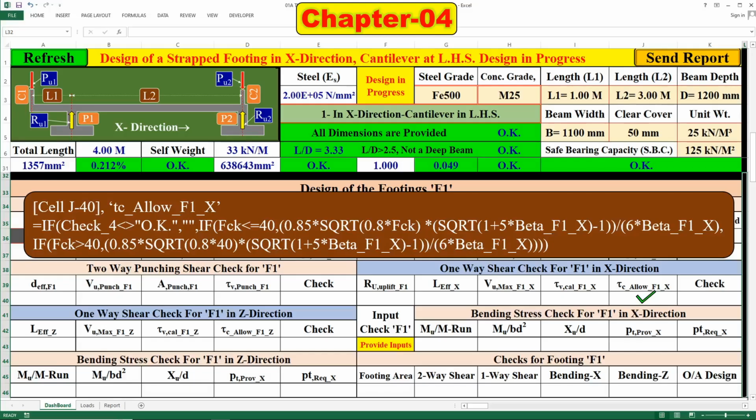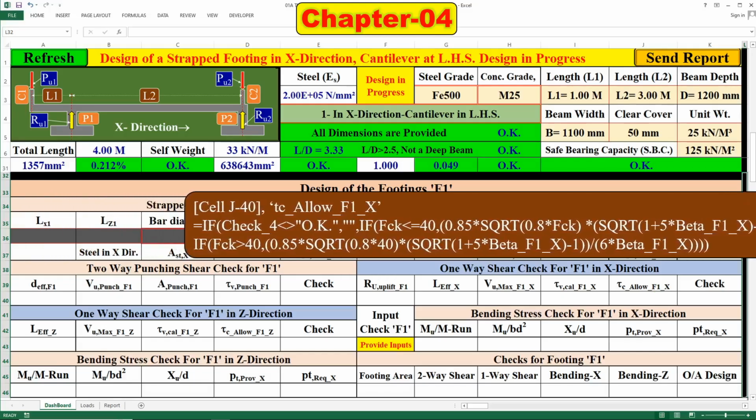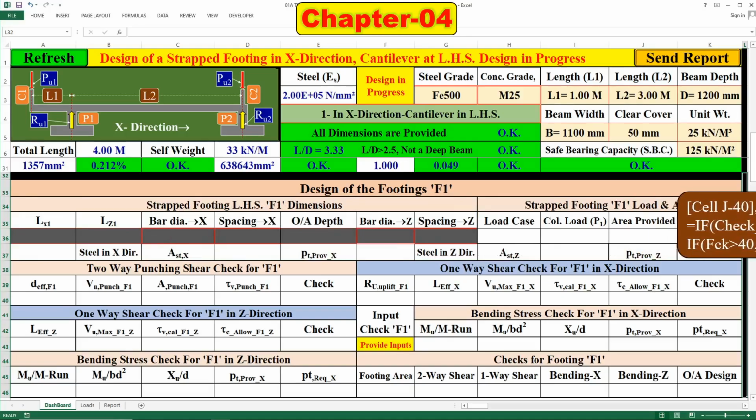As per the IS code, the value of TC_allow_F1_x remains constant and is capped at the value corresponding to an FCK of 40. Now, we are on the final point of the one-way shear check for footing F1 in the x direction.